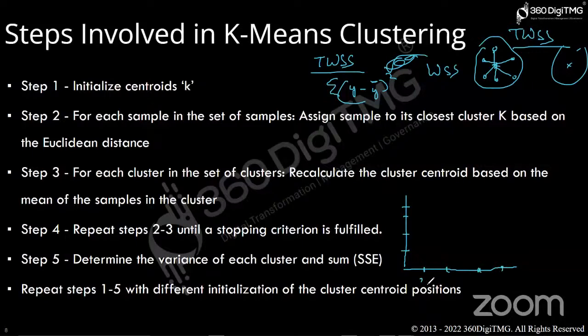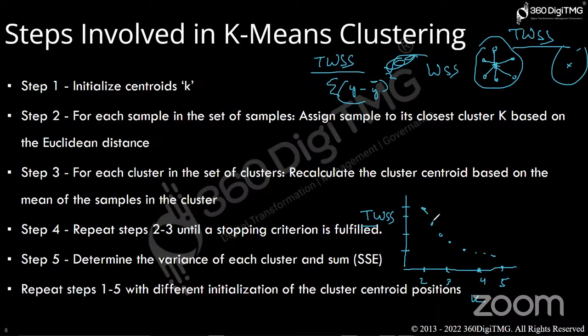Okay, maybe K equals 2, 3, 4, 5. So the number of clusters. For different values of K, we'll find the total within sum of squares and we'll draw this plot, K versus TWSS.